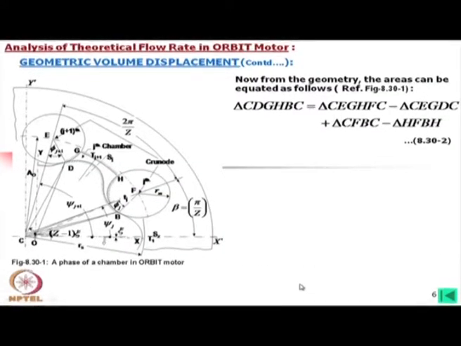Now, how is it done? This is pure geometric analysis. Referring to this figure, the area C, D, G, H, B, C is equal to the area C, E, G, H, then F, then C. First we consider this area.